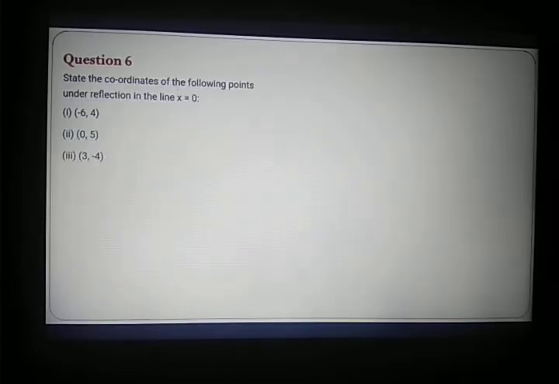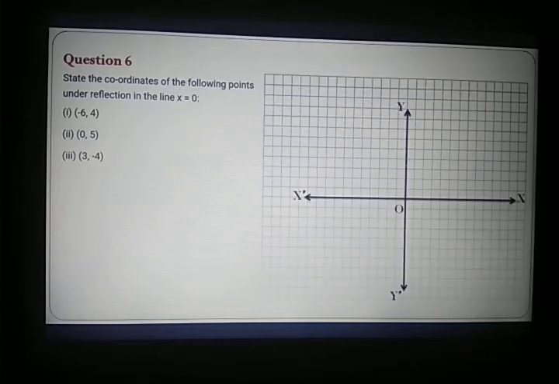Now 6. Let us try to understand this. State the coordinates of the following points under the reflection in line x equals 0. Now this is very important for me. We need to understand what is the meaning of this. To understand this, first we'll draw a Cartesian coordinate system. Now x equals 0. Let us see what the line x equals 0 is.